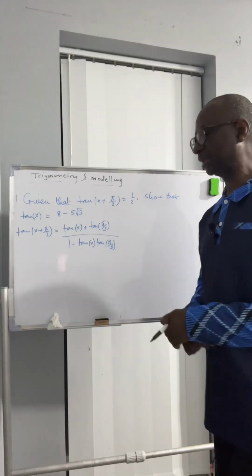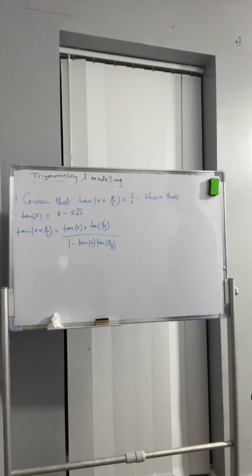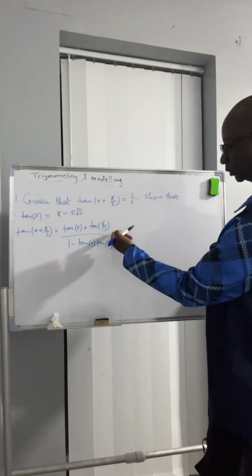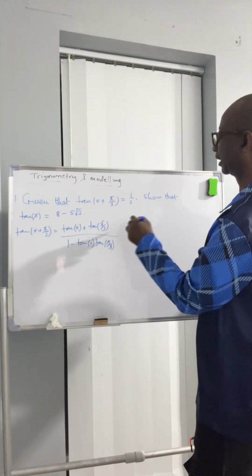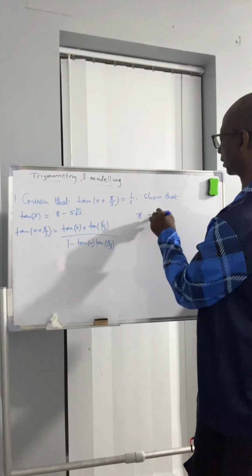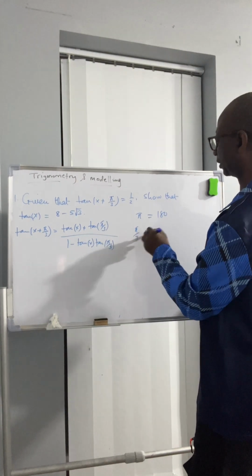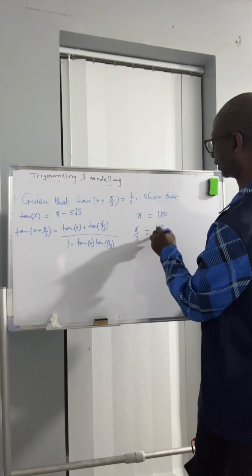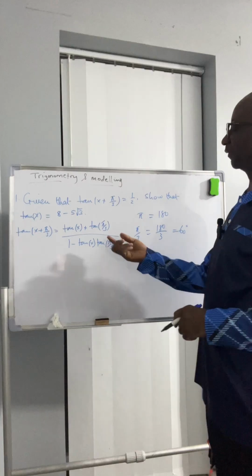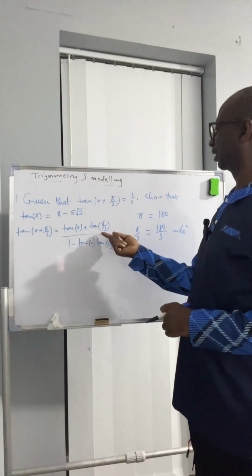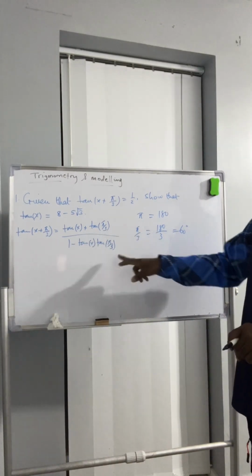We know what tan pi over 3 is. What is tan pi over 3? These are in radians. If you want to change them to degrees, you know pi is always equal to 180 degrees. So pi over 3 is 180 degrees over 3, which gives you 60 degrees. So we are in fact looking for the tangent of 60.